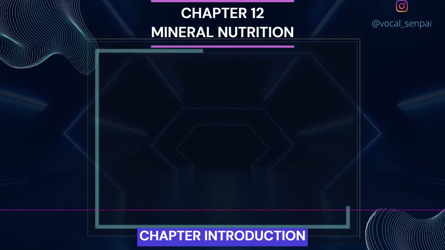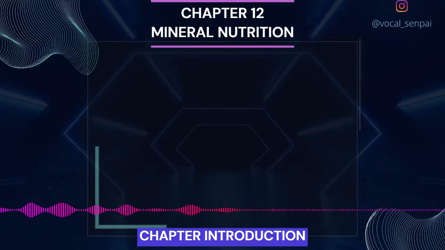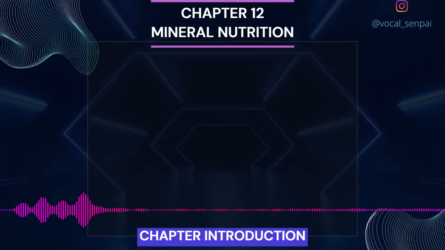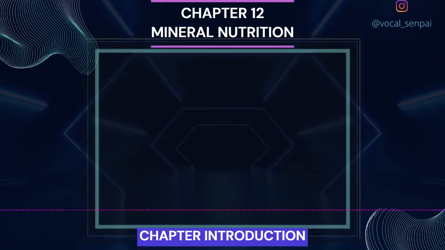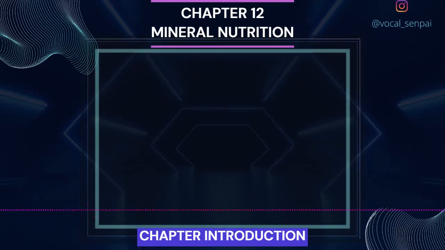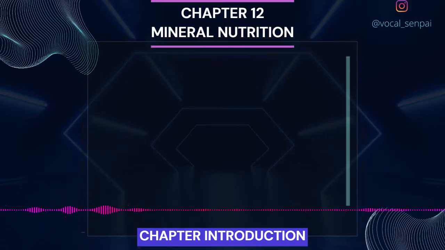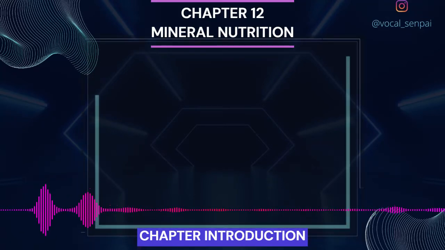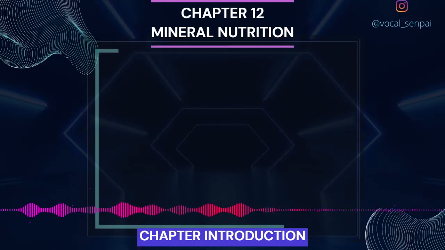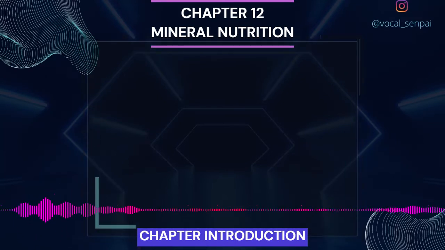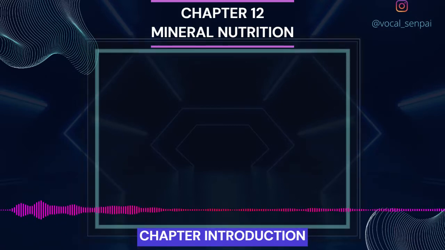Chapter 12. Mineral Nutrition. The basic needs of all living organisms are essentially the same. They require macromolecules, such as carbohydrates, proteins and fats, and water and minerals for their growth and development. This chapter focuses mainly on inorganic plant nutrition, wherein you will study the methods to identify elements essential to growth and development of plants and the criteria for establishing the essentiality.